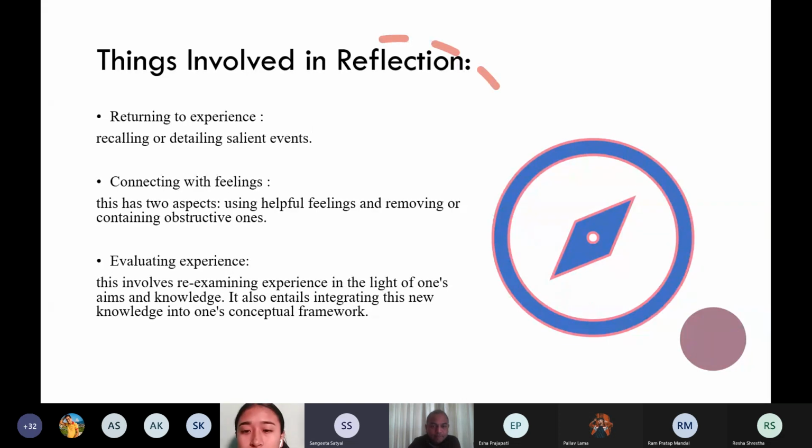Now, the things involved in reflection. There are three things involved in reflection. First one is returning to experience. Second one is connecting with feelings, and third one is evaluating experience.